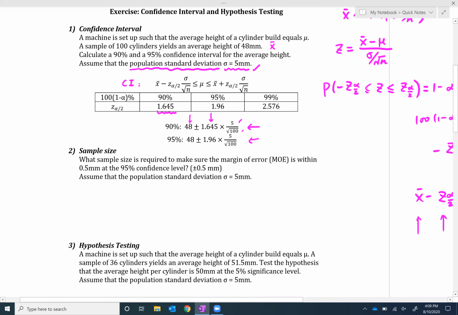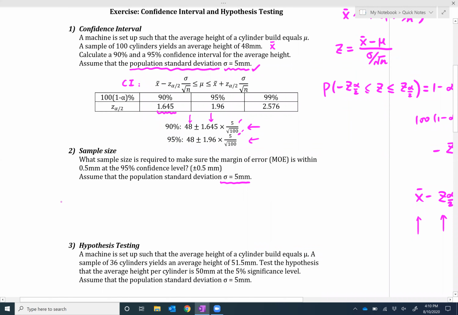Now let's have a look at the sample size. Obviously, the interval depends on the sample size, because if you increase 100 to 200, then this interval will be different. Now the question is, what sample size is required to make sure the margin of error is within 0.5 millimeters at the 95% confidence level? Assume the population standard deviation is 5 millimeters.